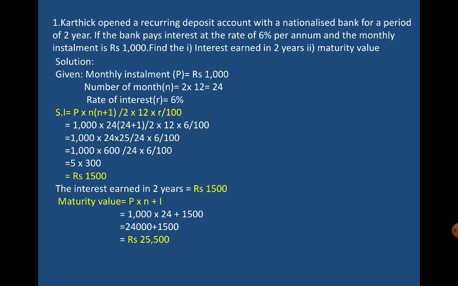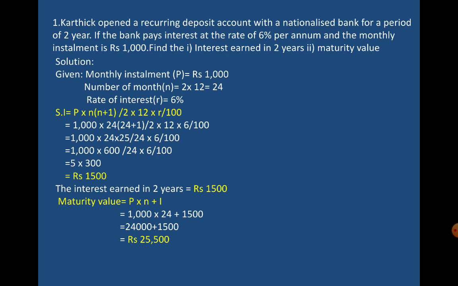Then 1000 into 24 into 25 divided by 2 into 12 into 6 by 100. Multiplying 24 into 25, we get 600. So 1000 into 600 divided by 24 into 6 by 100. After cancelling, we get 5 into 300. Multiplying 5 into 300, we get rupees 1500. So the interest the bank pays in 2 years is rupees 1500.